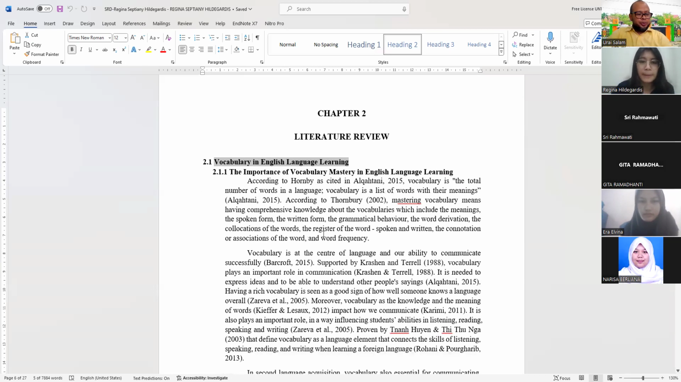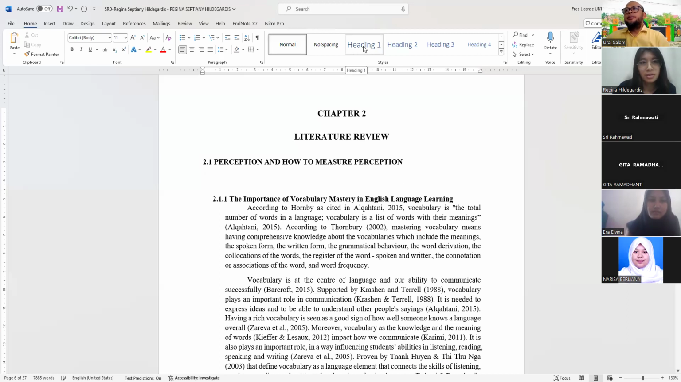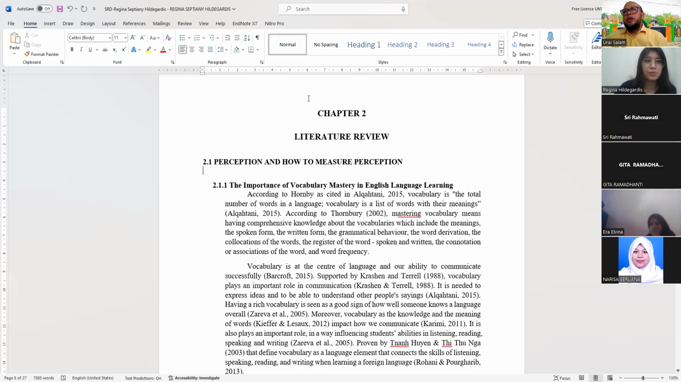This is perception. Yeah, perception, and how to measure perception. Di bagian ini nih yang paling penting ya. Bagaimana how to investigate perception? Pakai apa? What are you going to use? To collect the data, sir, I will be using questionnaire and interview.